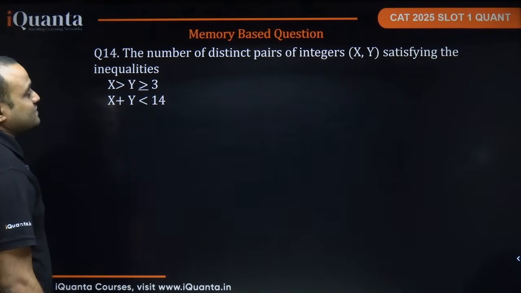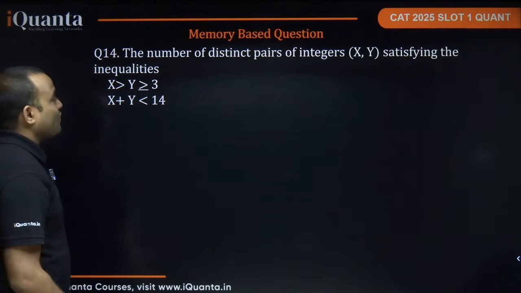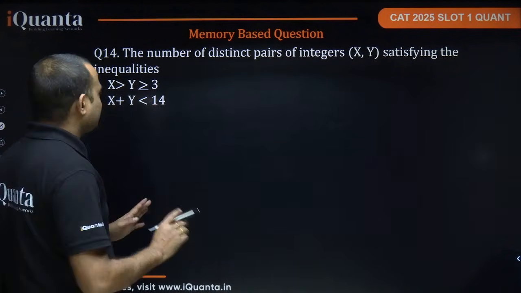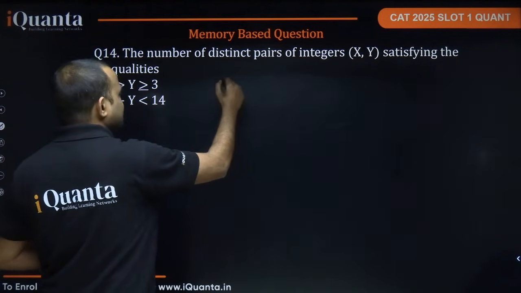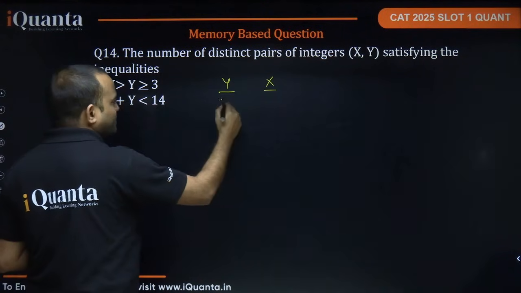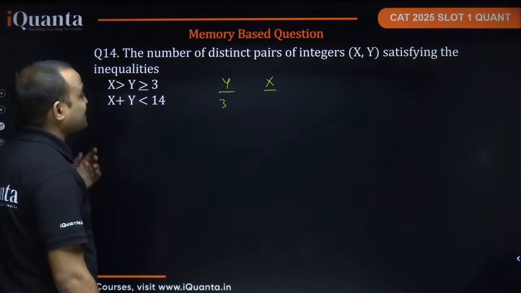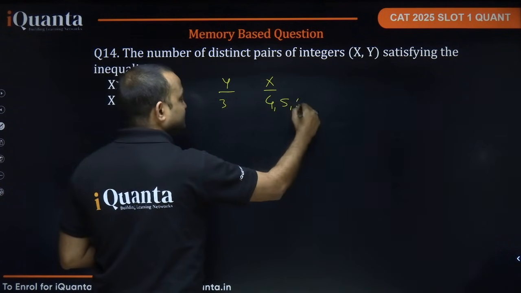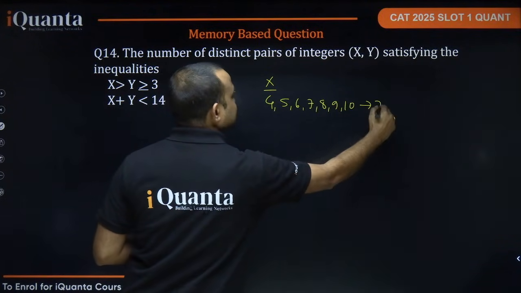The number of distinct pairs of integers x, y satisfying the inequalities x greater than y greater than or equal to 3, x plus y less than 14. Now this was not a difficult question, but you had to take the cases. See, y I can take minimum 3, so x I can take maximum 10, starting with 4: 4, 5, 6, 7, 8, 9 and 10. How many values? 7 values.